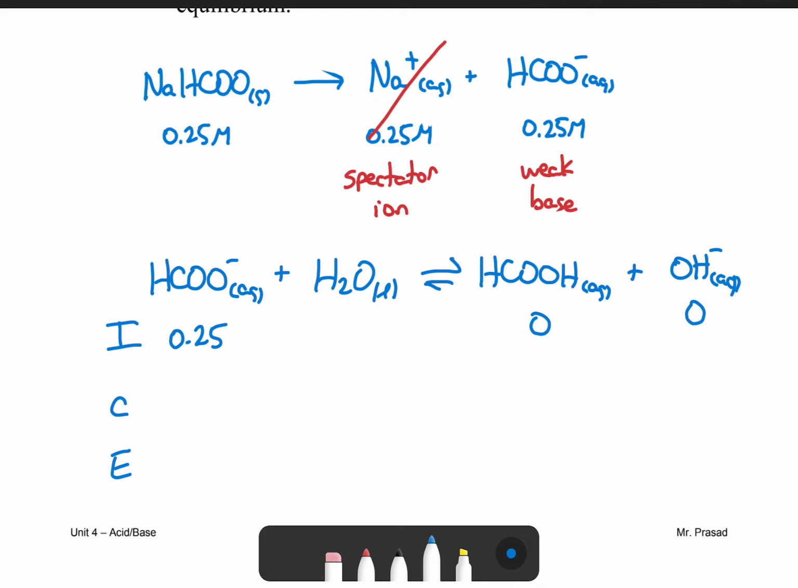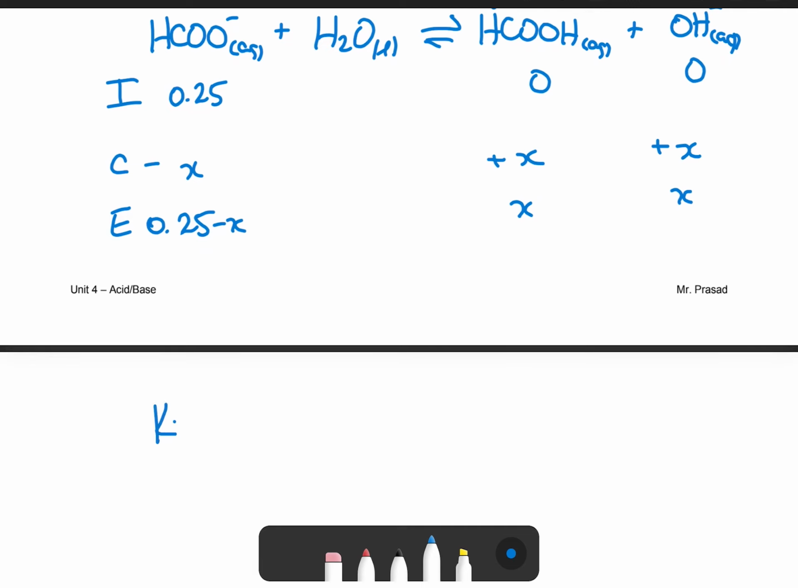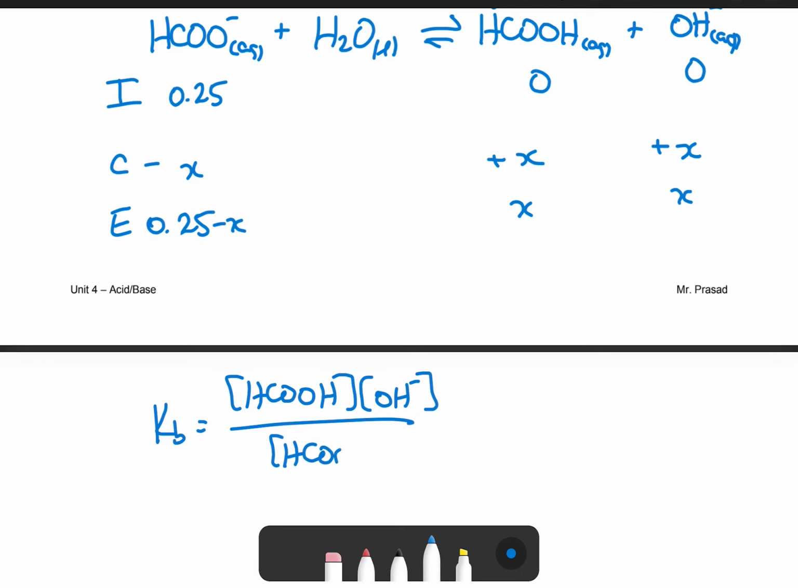We know the molarity of HCOO minus initially is 0.25. We'll leave out the units, 0 and 0. We don't know the shift here. Well, the shift will be according to Le Chatelier's principle from left to right, but the amount is unknown, so we'll bring in a variable of x: 0.25 minus x, and x. Since this is a weak base, we'll have to create a Kb expression here. The Kb expression is HCOOH, products over reactants, OH minus over HCOO minus.